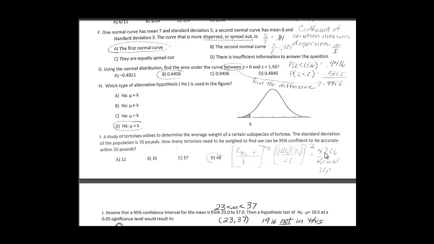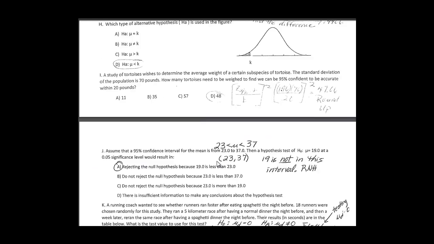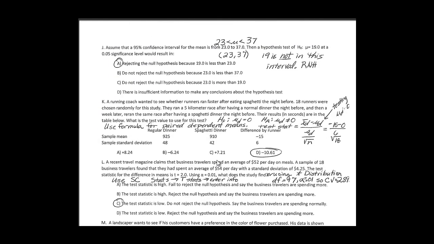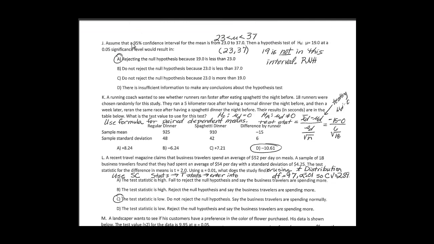And when I plug all that in, I get 47.06, but I need to round up. We always round up when we're calculating our sample size. The next one: assume the 95% confidence interval for the mean is 23 to 37. These are just two other ways that could be written.